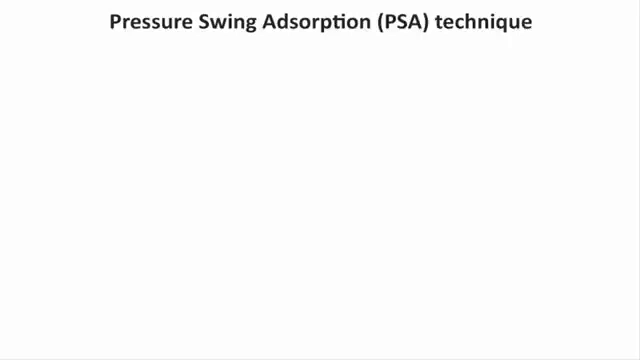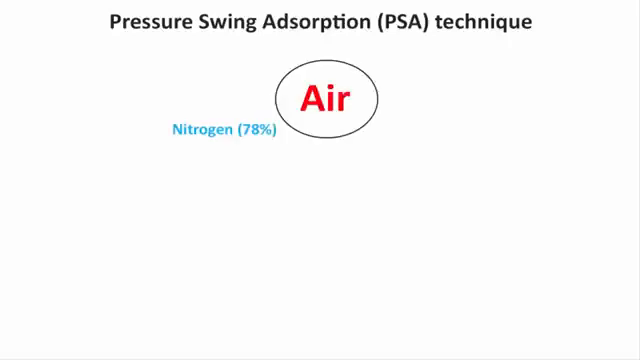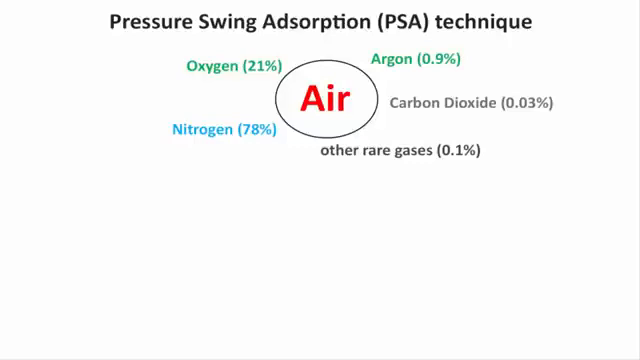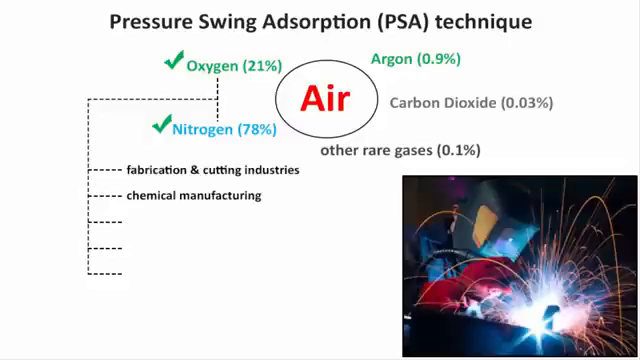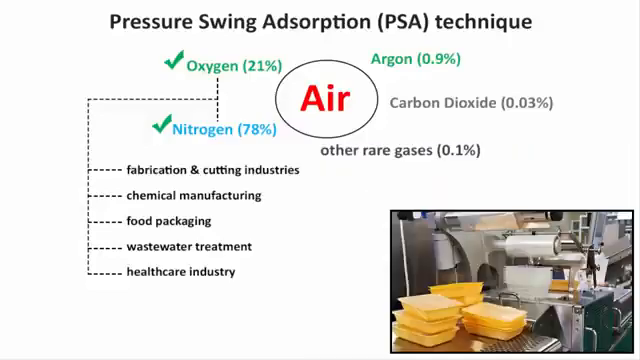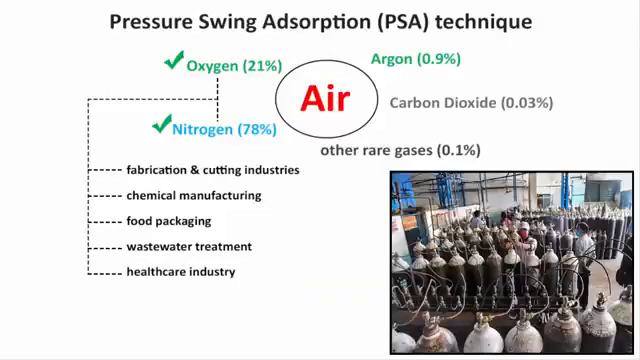In this video, we're going to learn about pressure swing adsorption technology. Now, this technology is used to separate various gases from air. As you all know, ambient air, in other words, the air around us, contains 21% oxygen, 78% nitrogen, 0.9% argon, and 0.1% rare gases. That means this technology can be used to separate nitrogen and oxygen gas, which are used for various industrial applications like fabrication and cutting industries, chemical manufacturing, food packaging, wastewater treatment, and the healthcare industry.